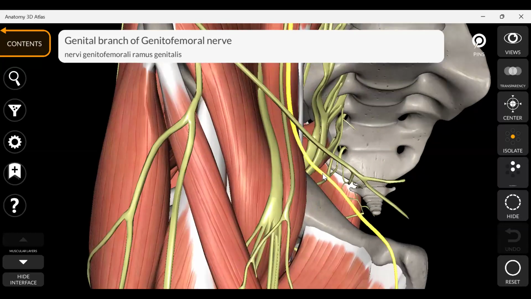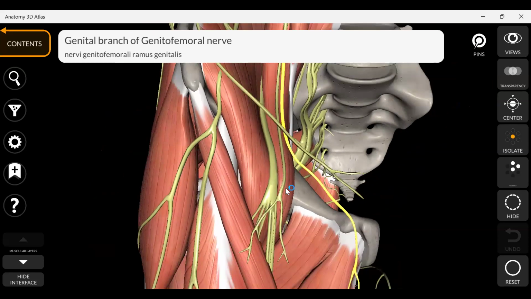But the genital branch of the genitofemoral nerve is a little bit difficult to identify because it remains within the spermatic cord in males and the round ligament in females. So instead of identifying the nerve, if we have to block this nerve, we usually go to the spermatic cord and block at this point.